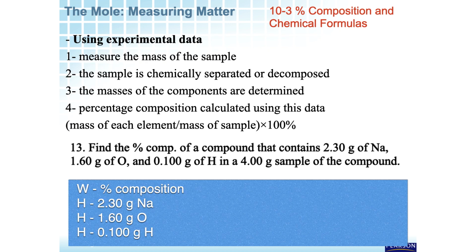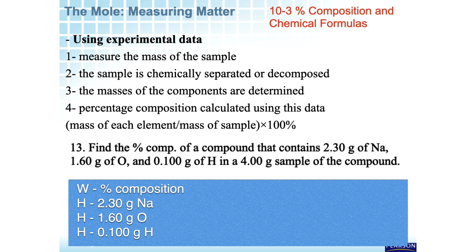Now, more likely, you would not be calculating the percent composition using just a formula. You would use data from an experiment. So if you are doing it this way, first thing is we measure the mass of the sample. Then the sample is chemically separated or decomposed. Third step is the masses of the components are determined. So if it's separated or decomposed, you then get the mass of each of those pieces.